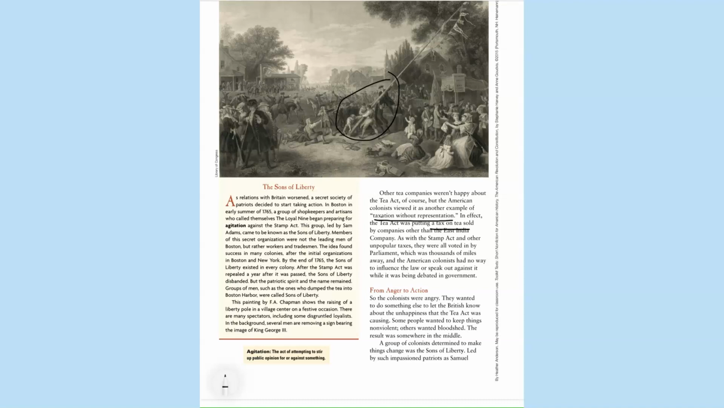As with the Stamp Act and other unpopular taxes, they were all voted in by Parliament. Oh, Parliament, that's an important word I'm going to circle and I'm going to make sure to use whenever I'm explaining about the British Crown and how they're making the rules, which was thousands of miles away, and the American colonists had no way to influence the law or speak out against it while it was being debated in government. Now I understand what taxation without representation means.